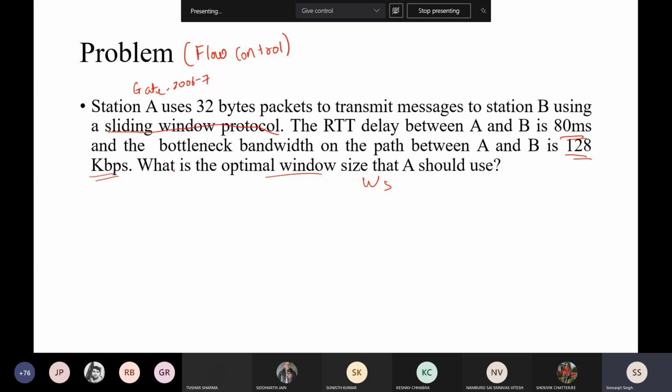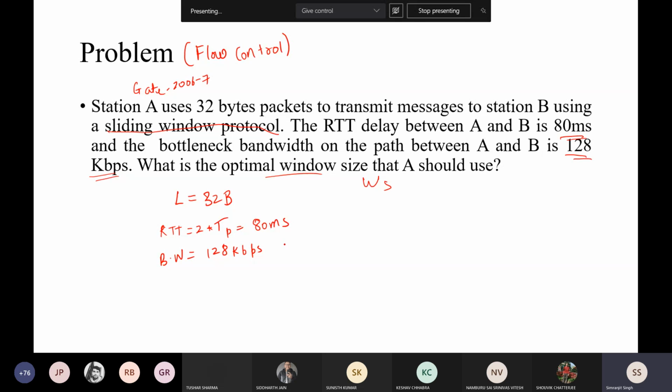Okay, so just write all the things. This is the packet size here. I can find the TP here. Length over bandwidth is TT. Now check, this is 32 bytes. RTT means 2 into propagation delay. I have discussed this also. It is given as 80 milliseconds, and the bottleneck bandwidth is given as 128 kilobits per second. So it is bits, small b.